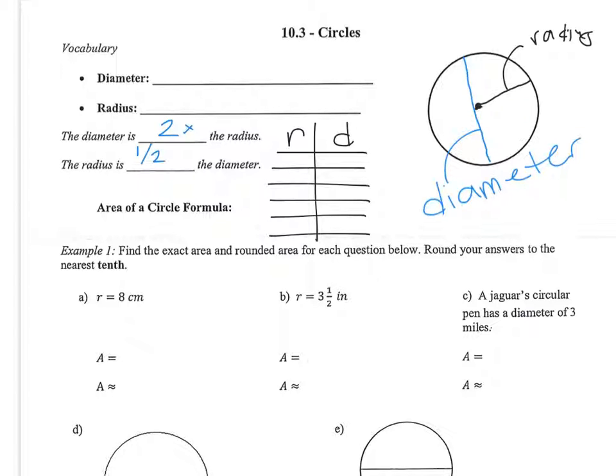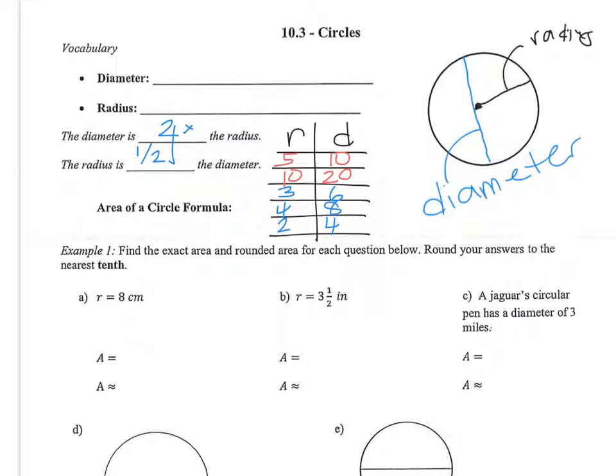So if the radius is 5, the diameter is 10. If the diameter is 20, then the radius is 10. If the diameter is 6, then the radius is 3. If the radius is 4, then the diameter is 8. If the radius is 2, then the diameter is 4. That's the pattern.